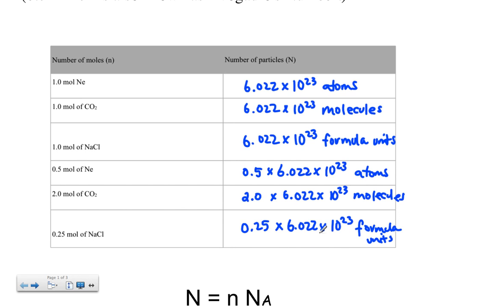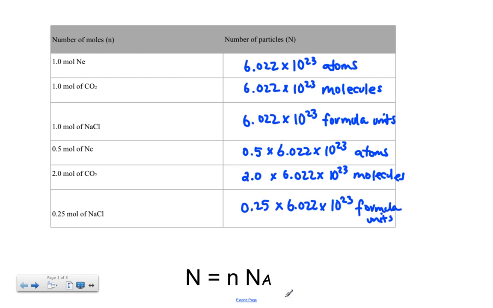So what we've just done is we've derived a relationship between the number of particles and the number of moles that we have in a sample. If you want to know how many particles you have, you need to take the number of moles that you have and multiply by Avogadro's number. And so the formula looks like this. Large N, which represents the number of particles, is equal to the number of moles that we have times Avogadro's number. So this, big N, represents the number of particles.